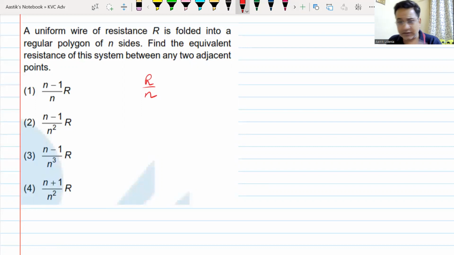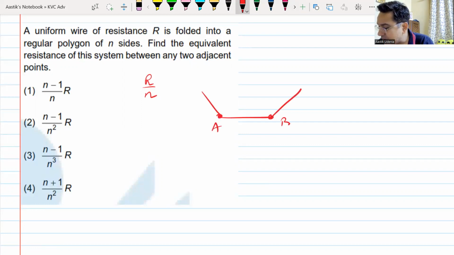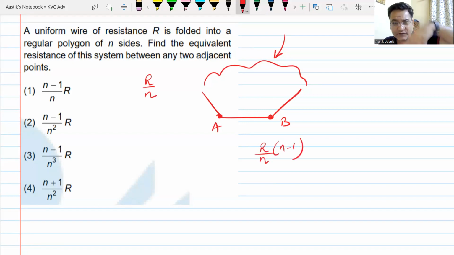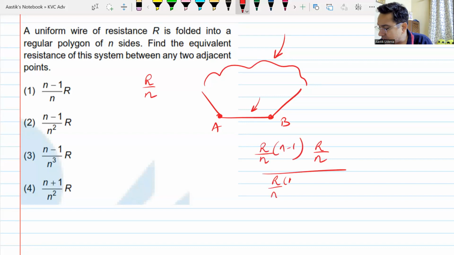Now you are finding out the equivalent resistance between any two points. Let us say these two points A and B. Now whatever is here, they are all in series. Yes or no? Yes, sir. n minus 1 are in series. So the effective resistance becomes (R/n)(n−1) on the other side, and then there is a small resistance R/n here, and these two resistances will be in parallel. So this is multiplied by R/n, divided by (R/n)(n−1) plus R/n, and that would be your answer.